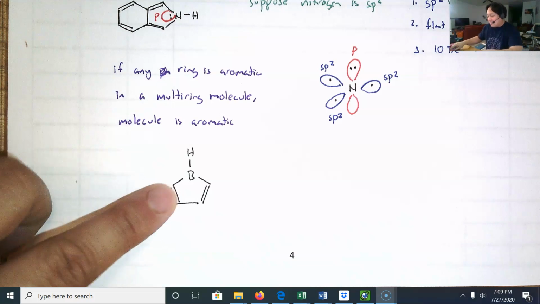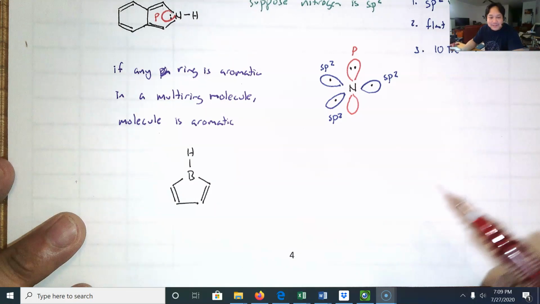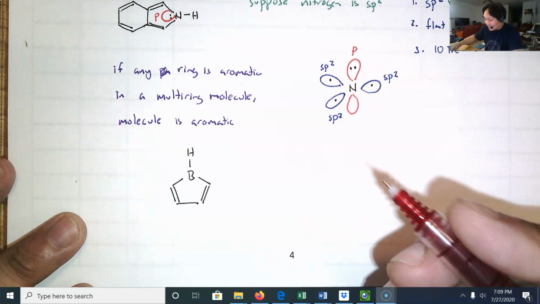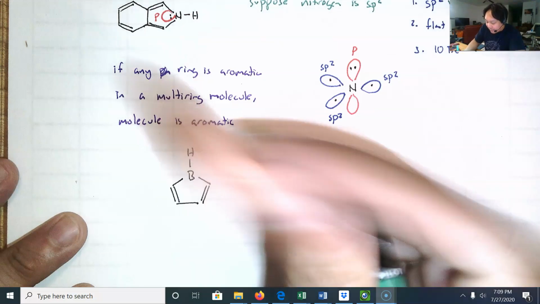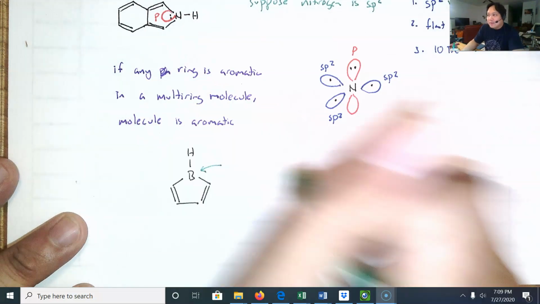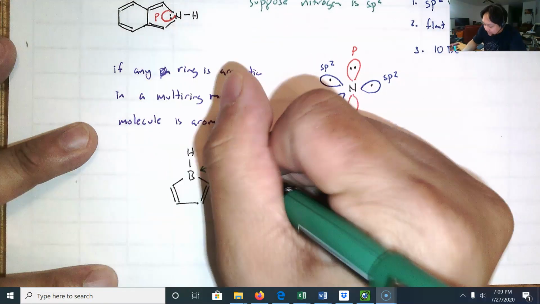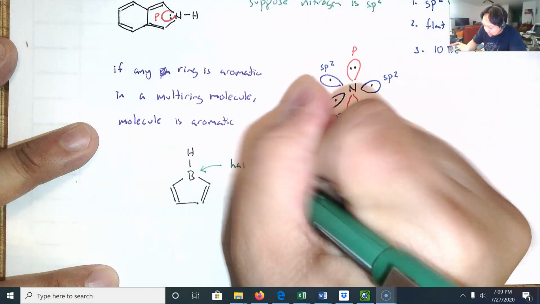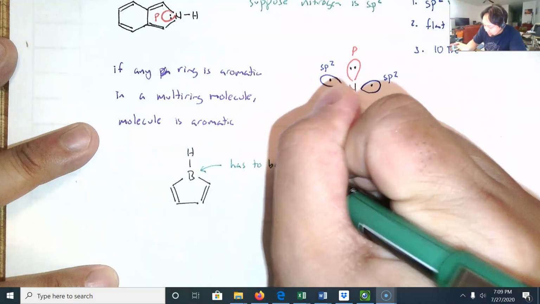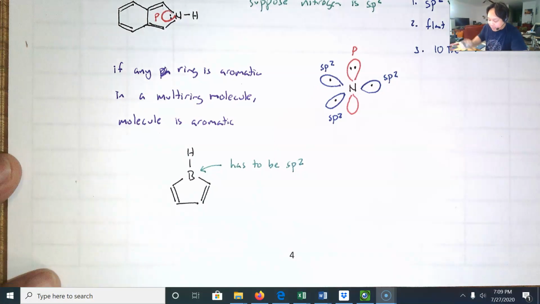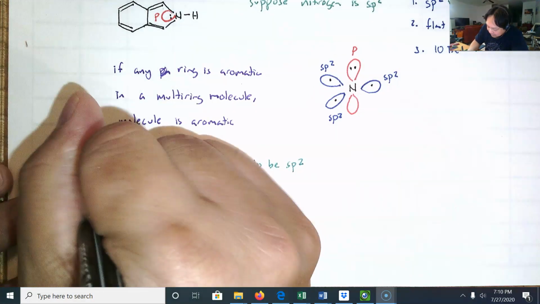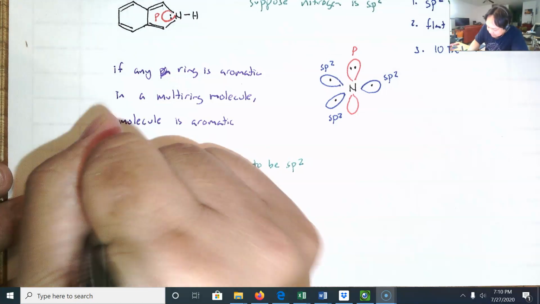That boron has 3 valence electrons. It actually has no lone pairs. So we can't make this sp3. There's no choice. This has to be sp2. Just like a carbocation, right? Just like a carbocation has to be sp2. So let me draw that as a reminder.